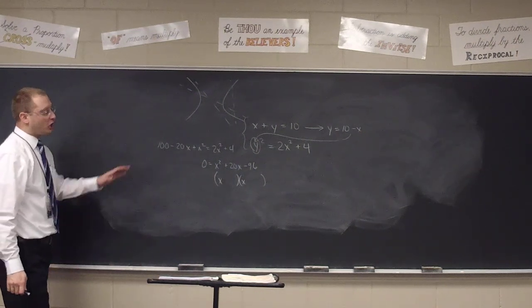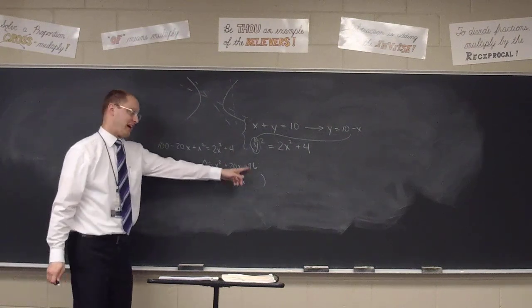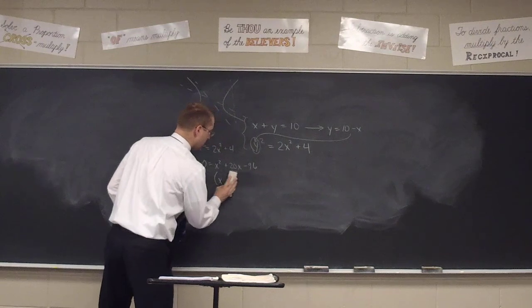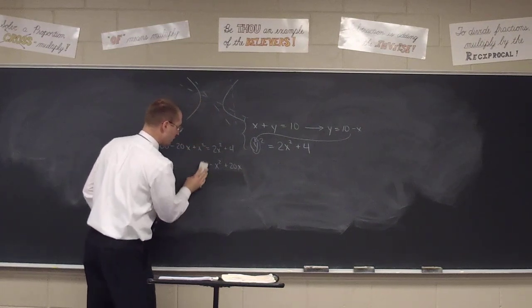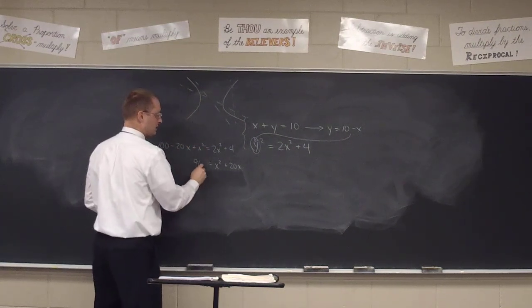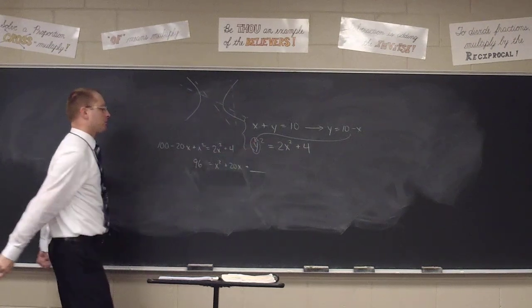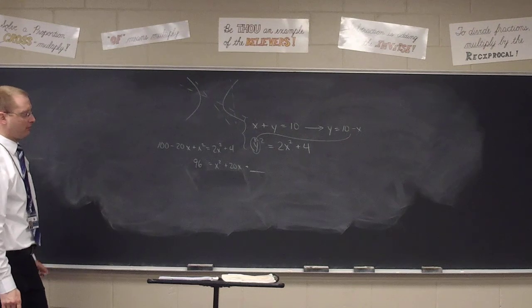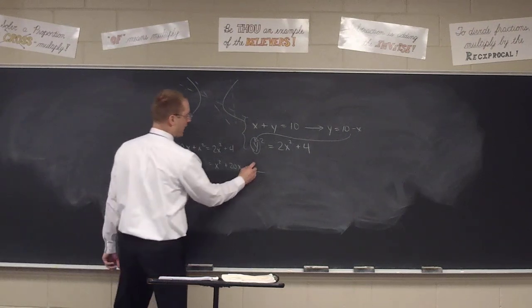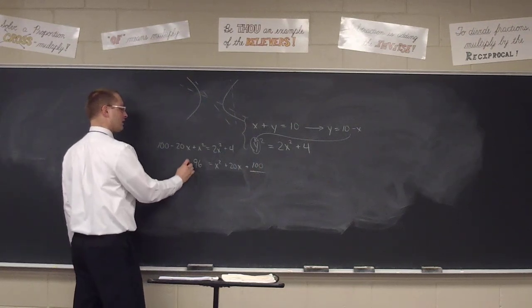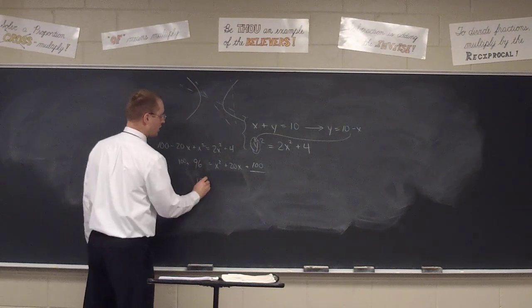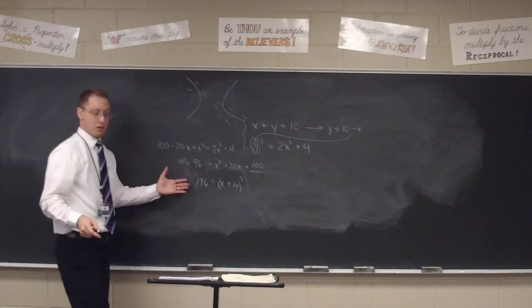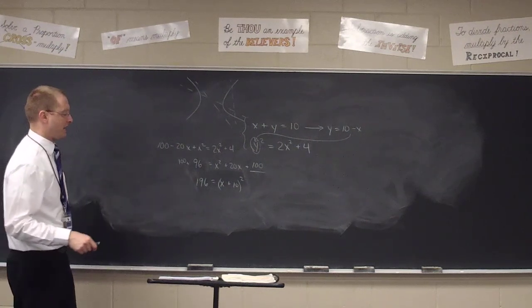Now we could try to factor this mess. Or we could put the 96 here and complete the square. What would have to go in the gap if we completed the square? 100. And if we add 100 to both sides, that gives us 196 equals x plus 10 squared. This is another way we could solve it. It just saves us from doing all that factoring.